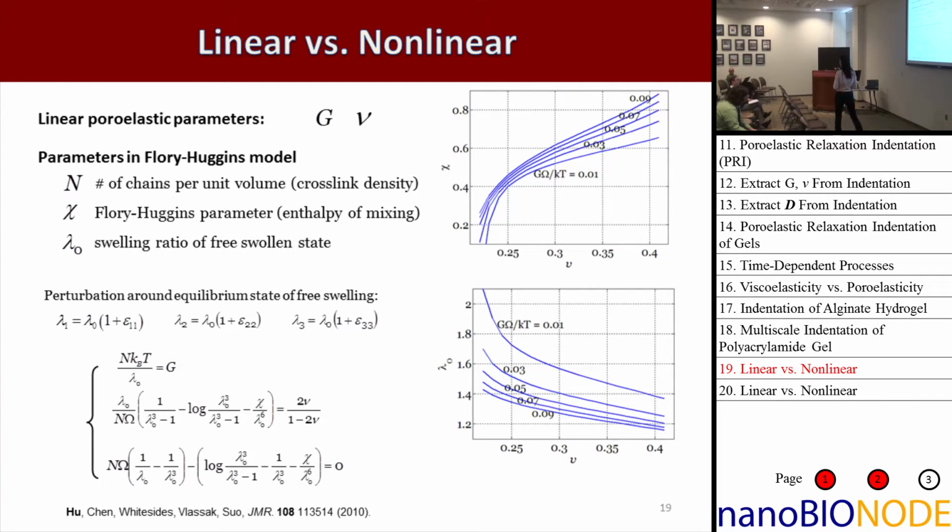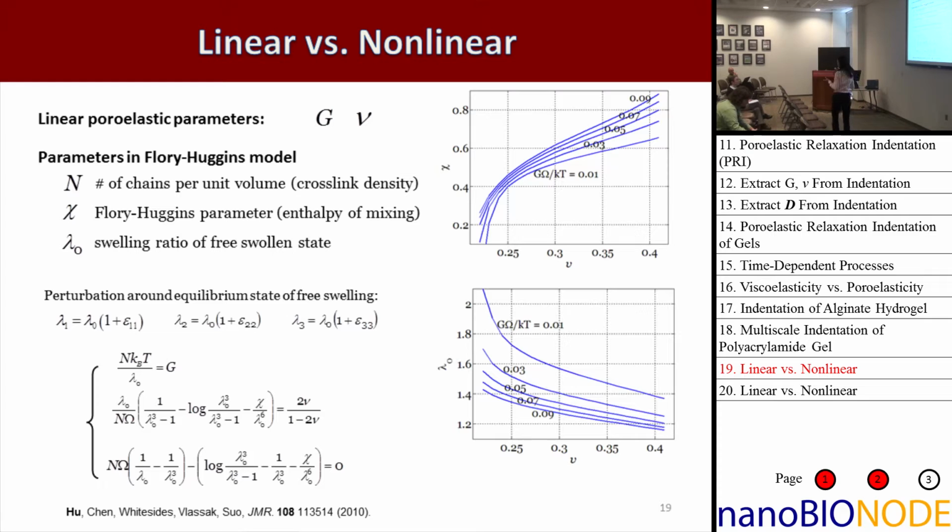So if you take a look at that nonlinear theory, there are essentially three parameters, N, chi, and lambda naught. Lambda naught is the swelling ratio of the free swollen gel. And N is the number of chains per unit volume of a dry polymer. It's related to cross-link density. And chi is the so-called Flory-Huggins parameter. It describes the enthalpy of mixing, how much heat it absorbs or generates when you mix two things together. It's a chemical term, right?